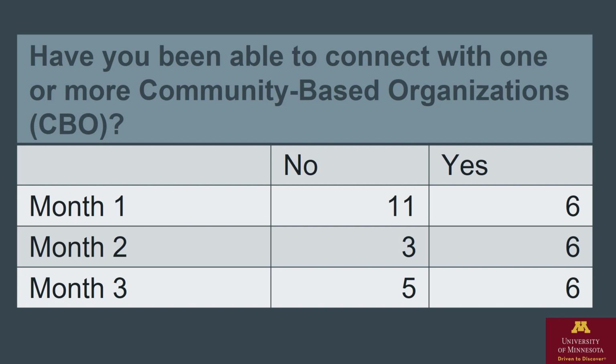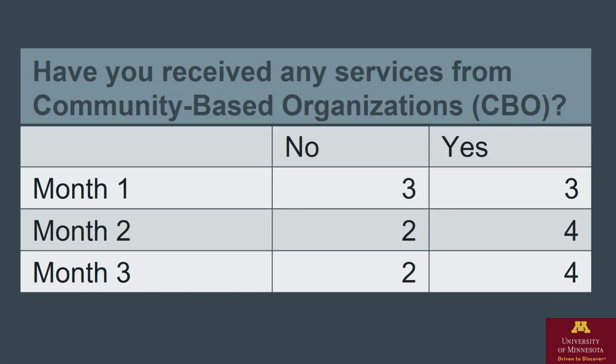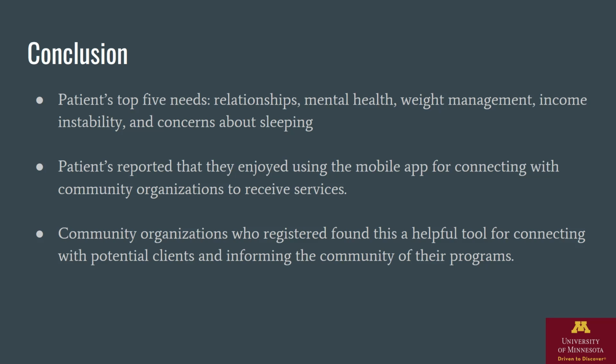A few results that I'll show: after every month, we asked them whether they were able to connect. We saw that individuals were able to connect with organizations regularly through the phone system. We also asked them if they had received any services, and we saw that individuals were able to receive services. Those individuals that were looking for services were able to find them and connect with the organizations that were providing them. Lastly, there were still lots of other needs that we couldn't completely address, and we wanted to highlight that there were still extensive needs within this patient population.